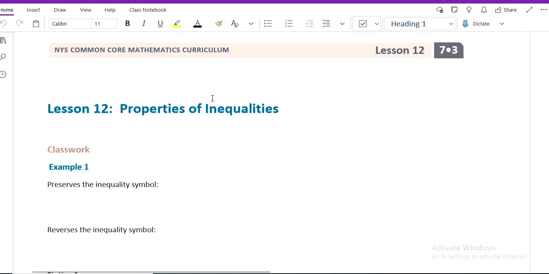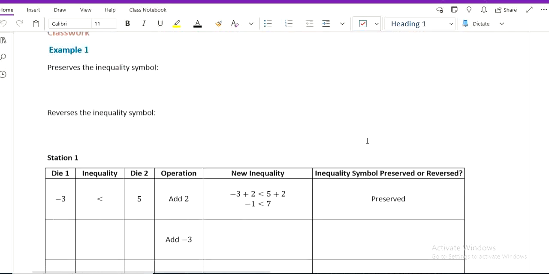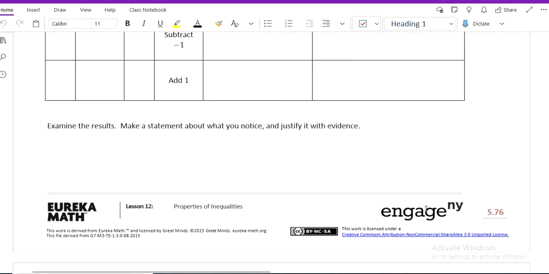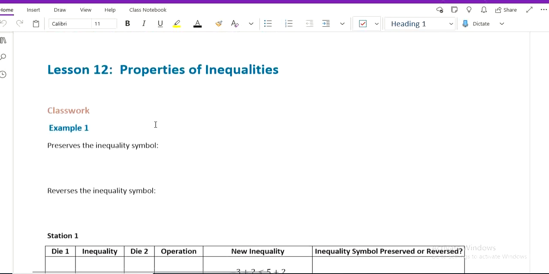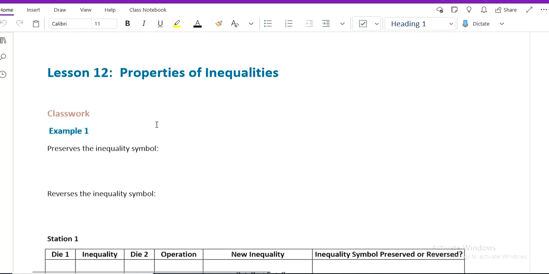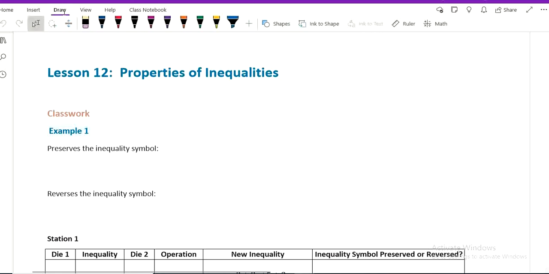All right, we are on the grade 7, module 3, lesson 12 video. So we are starting out on page 76 today. And we are going to revisit something called inequalities. Remember, inequalities are similar to equations, but they are statements that tell us two things are not equal.